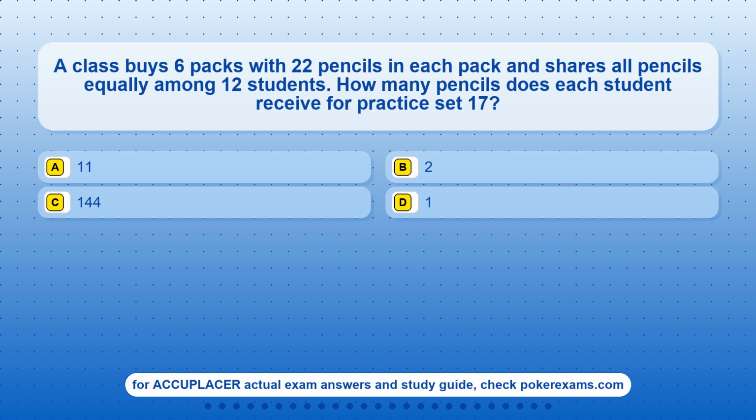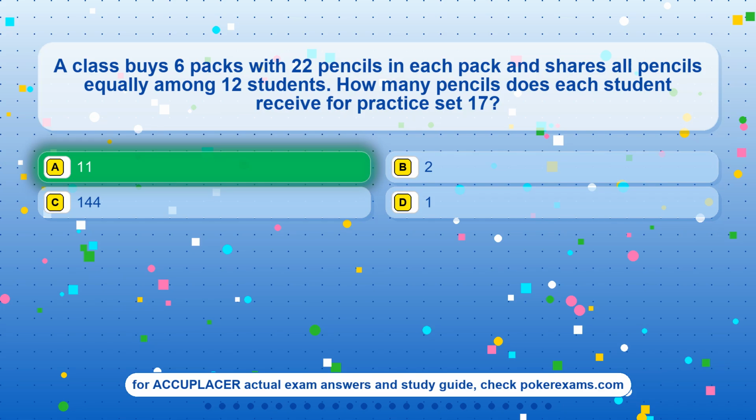Question 25. A class buys 6 packs with 22 pencils in each pack and shares all pencils equally among 12 students. How many pencils does each student receive for practice set 17? Option A, 11. Option B, 2. Option C, 144. Option D, 1.